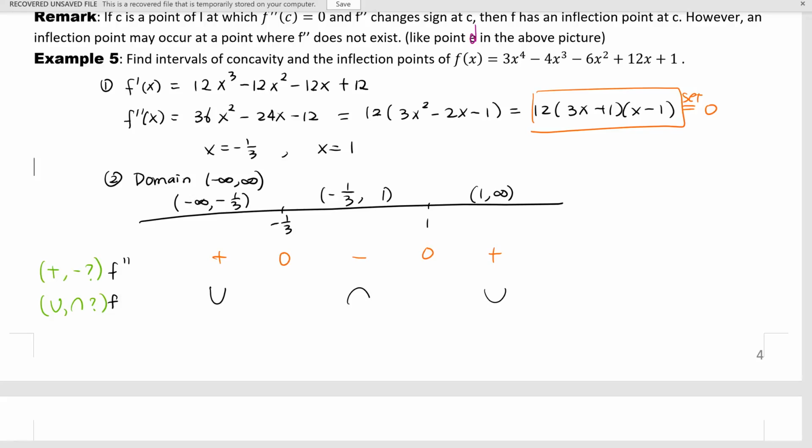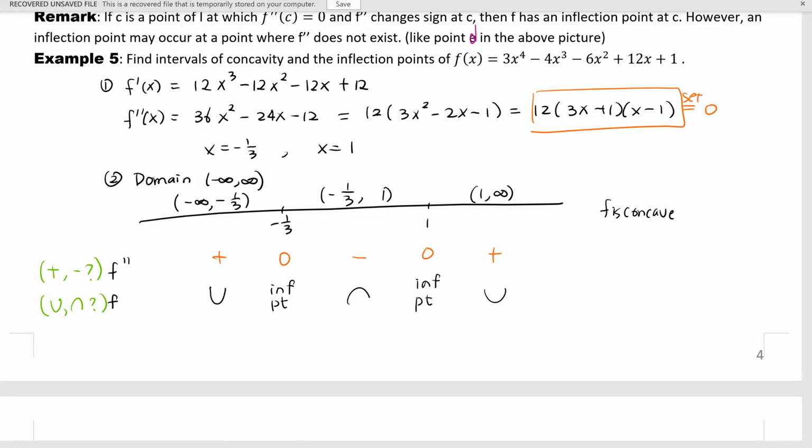So find the intervals of concavities and the inflection points. You can see here second derivative change signs, so this is an inflection point. And here, second derivative change signs, we also have inflection points. Okay, so we can answer a problem like f concave.